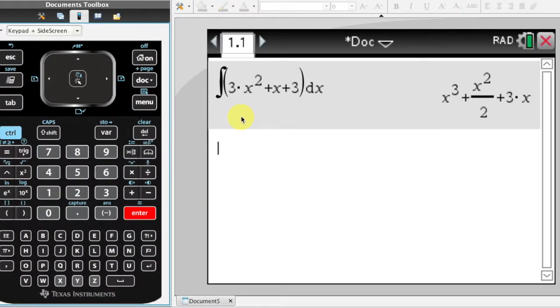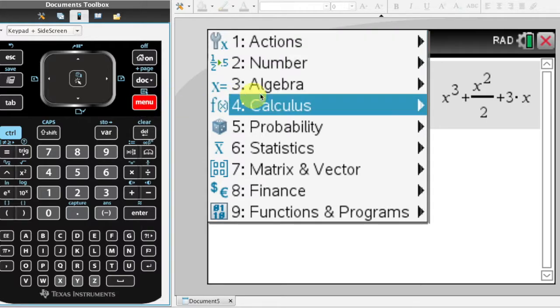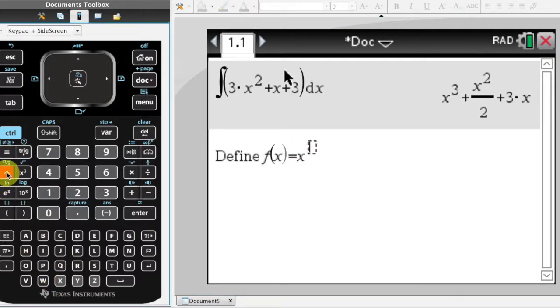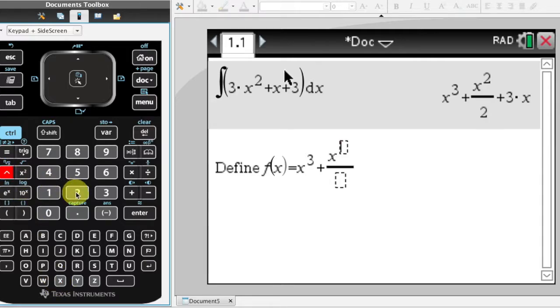Next, I'm going to define an f of x function. So I'm going to go menu, actions and define. And I'm going to say that f of x is going to equal x to the power of 3 plus the fraction x squared on 2 plus 3x, and I'm going to add to it that unknown constant, which I'm going to call c. Notice that with this term here, I could write it as x squared on 2, or I could just write it as a half x squared.